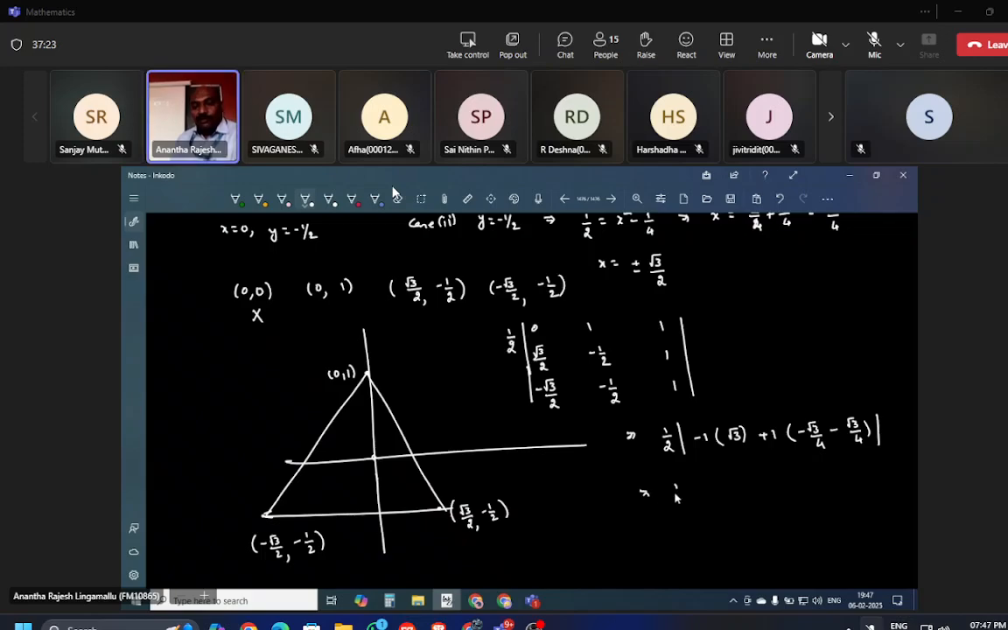So the final answer is 1 by 2 into root 3 minus root 3 by 2. 2 root 3 by 4 is root 3 by 2 only, no? Okay, so 1 by 2 into, can I make it plus for both because anyway it is modulus. If I take root 3 outside, how much is my inside? 1 plus 1 by 2, 3 by 2. So the answer is 3 root 3 by 4. There is no problem in solving; I had not read the question properly.